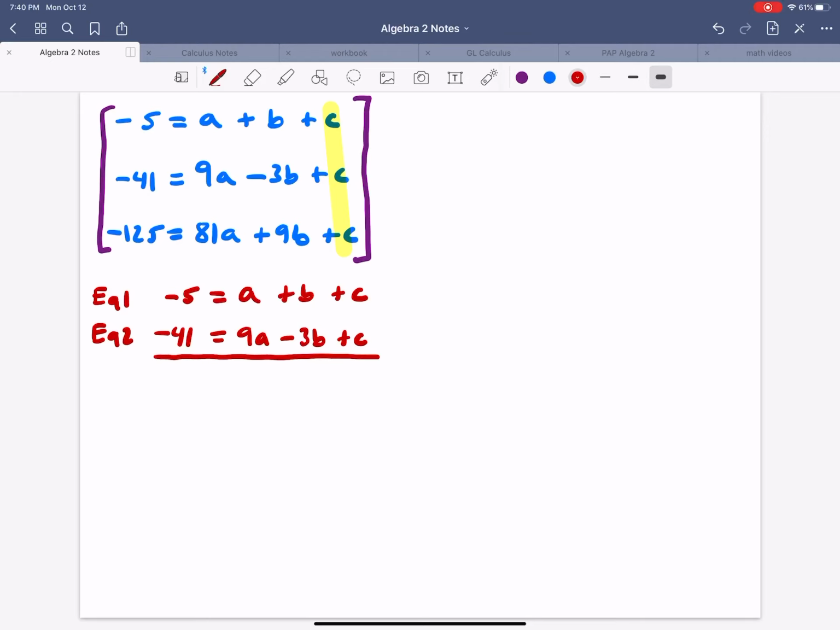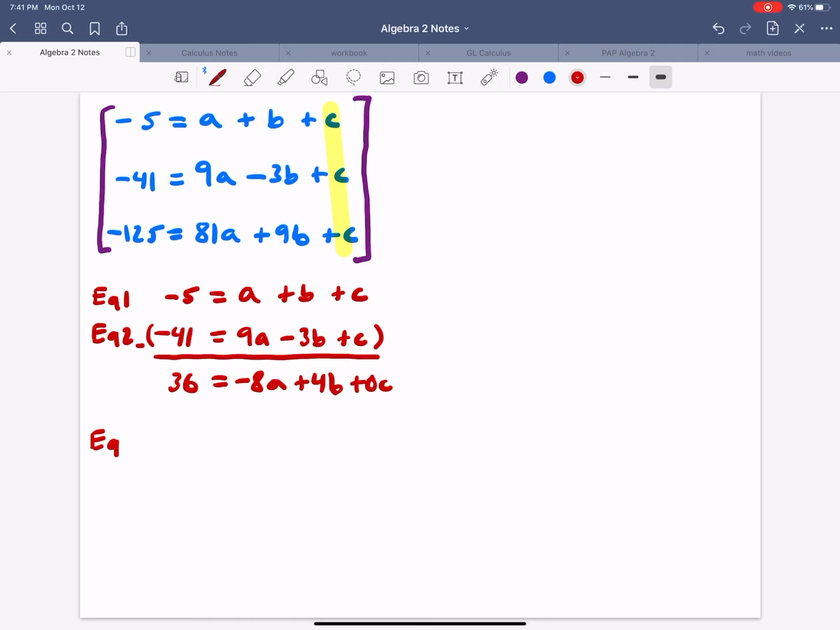Now, in order to eliminate C, I'm going to subtract these equations. So I'm going to go through and subtract each column. -5 minus -41 turns into 36. A minus 9A is -8A. B minus -3B turns into plus 4B, and we get 0C, which was our goal all along. So now I'm going to do it again. I'm going to eliminate C a second time.